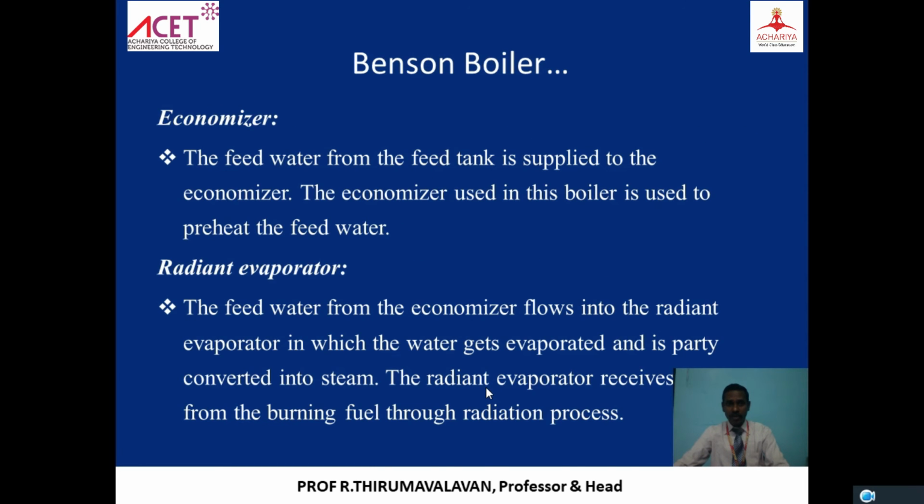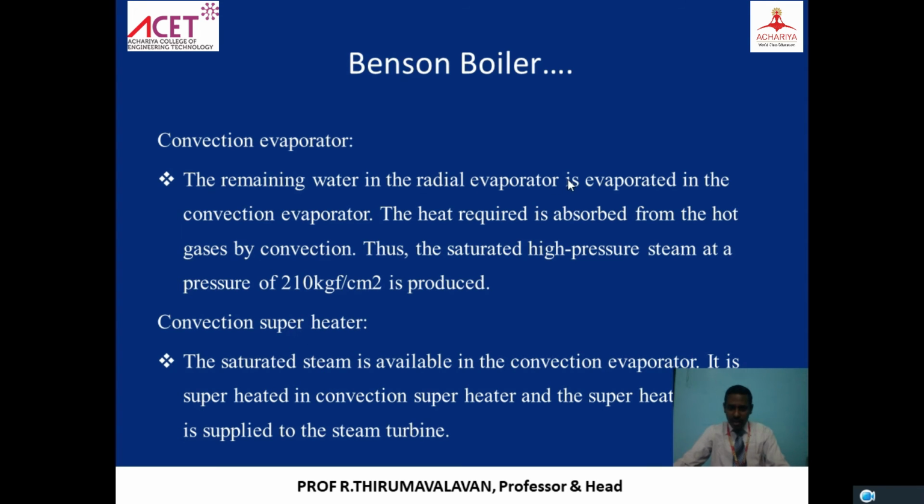In the convection evaporator, the water is evaporated further, from 0.7 to 0.8 dryness, as saturated steam at a pressure of 210 kgf per centimeter squared. That much pressure it can produce. In the Lemon boiler previously we saw 170 bar. This one is going to be 210 kgf per centimeter squared. Then it goes to the convection superheater. The superheated steam is available from the convection superheater and is supplied to the turbines.